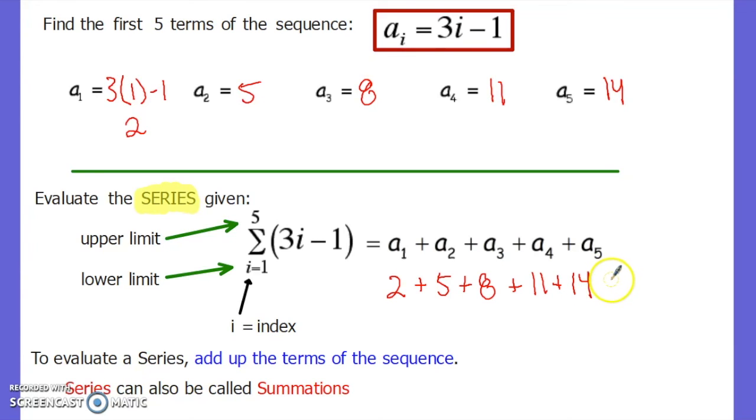And then finally, don't forget, that means we now need to add those up. So 2 plus 5 makes 7, 7 plus 8 is 15, 15 plus 11 would be 26, and 26 plus 14 would have been 40. And our overall sum then, as it's often called, a summation, or the series from term 1 to 5 for 3i minus 1, would be equal to 40. Again, we're not going to get the individual terms. We're looking to find the entire sum all added together.